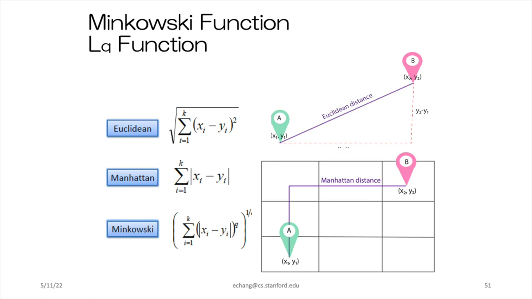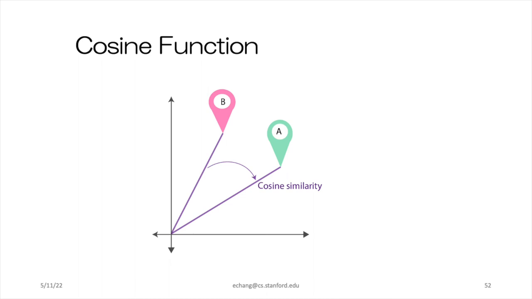Well, the second family of functions is called the cosine function. You must have heard about this really, really often. In high dimensional space, people tend to use this one because computationally, you just do a dot product and you can get a distance function.